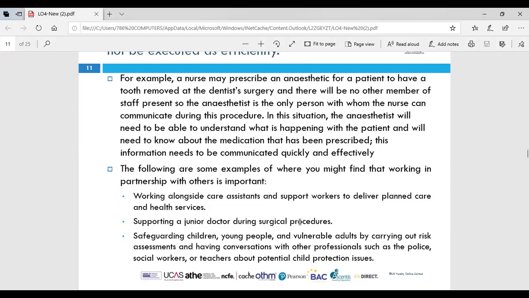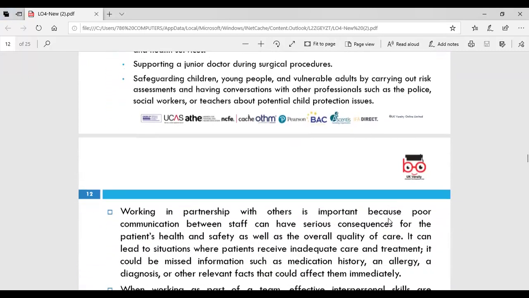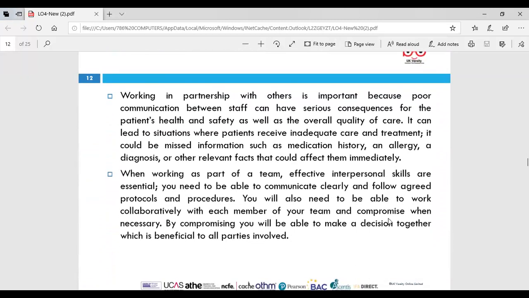Safeguarding children, young people, and vulnerable adults is very important. You can have risk assessments, and you could have conversations with other professionals for their help. You can ask police, social workers or teachers about the potential child protection issues that exist there. You might not be able to understand all of them, or foresee some of the situations that may arise. So these partners give you a good insight in how to deal with such situations and how to expect them in different circumstances.